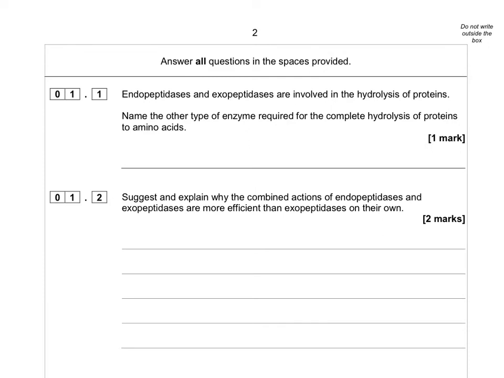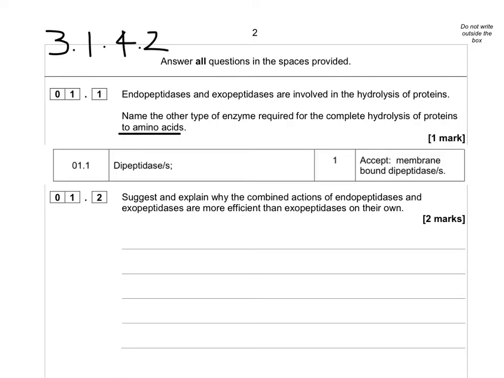Okay, on to the first question, and it says about endo and exopeptidases and how they're involved in the hydrolysis of proteins. That's related to spec number 3.1.4.2, related to proteins and enzymes. And the question says, name the other type of enzyme required for the complete hydrolysis of proteins to amino acids. The answer is dipeptidase. They would accept membrane-bound dipeptidase as well.